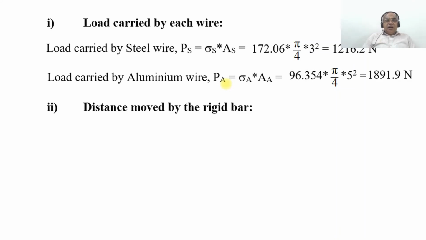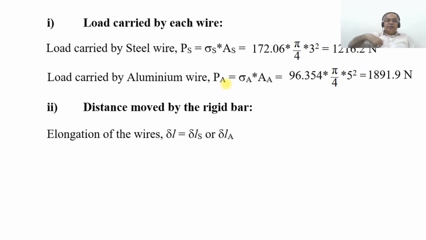Similarly, the distance moved by the rigid bar, that is delta LS. The elongation of the wire, delta L, will be equal to either the elongation of the steel wire or the elongation of the aluminum wire, as both the wires are fixed to the same rigid bar. So that is PS into LS by AS into ES, which will be equal to sigma S into LS by ES. You know the value of stress, the length of the steel bar and Young's modulus.